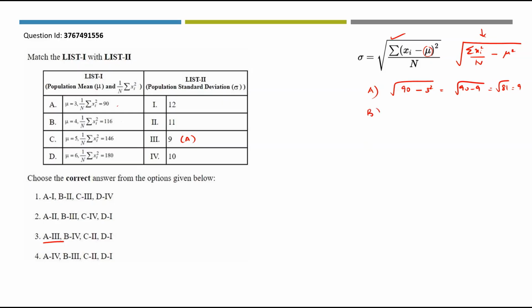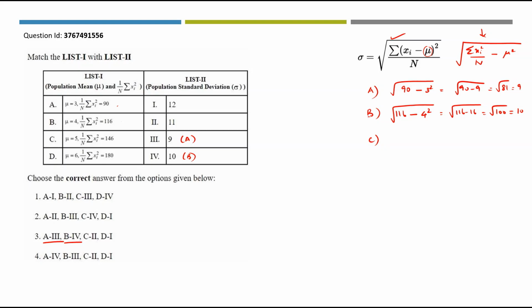Let's get into B. Summation of xi square by n is 116 minus, what is mu square? It is 4 square. What is 4 square? It is 16. 116 minus 16 will be 100. What is the square root of 100? It is 10. B will be mapping to 4.